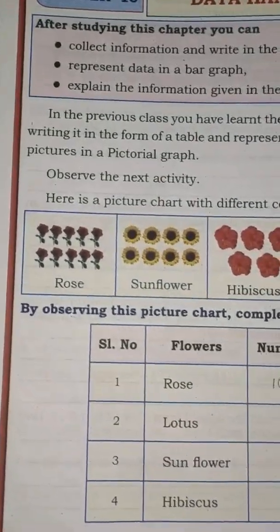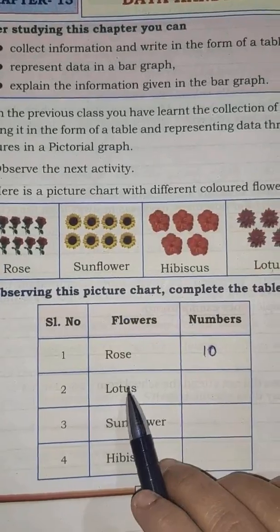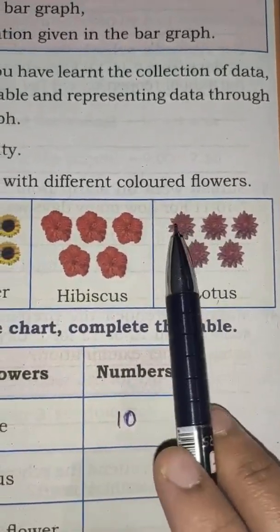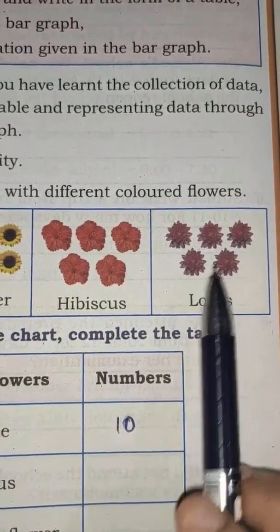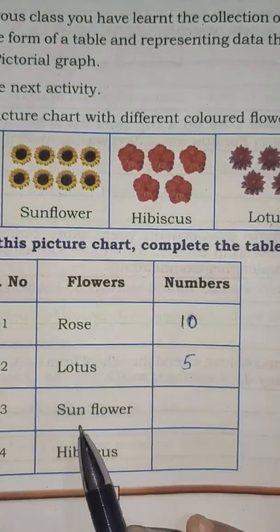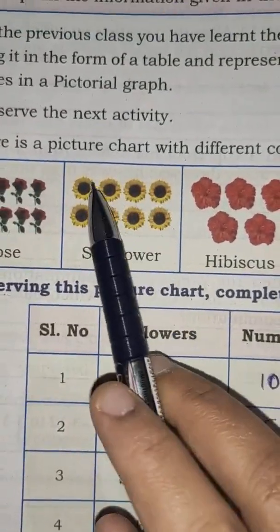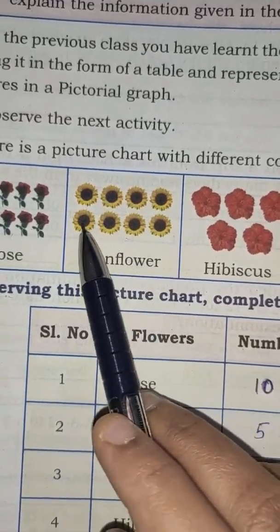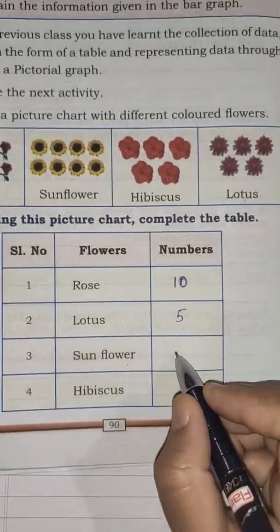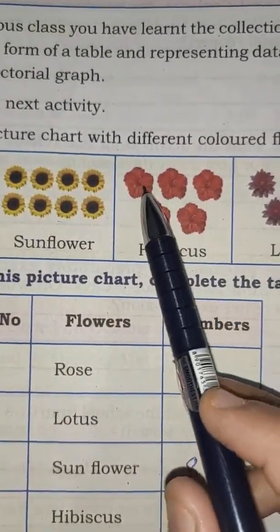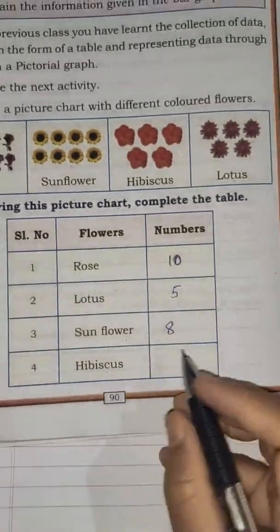In the same way, lotus. Where are the lotus here? How many lotus flowers are there? 1, 2, 3, 4, 5. So we'll write here 5. Next, sunflower. How many sunflowers are there? Let us count with me. 1, 2, 3, 4, 5, 6, 7, 8. So we'll write here 8. Next, hibiscus. How many hibiscus flowers are there? 1, 2, 3, 4, 5. So we'll write here 5.